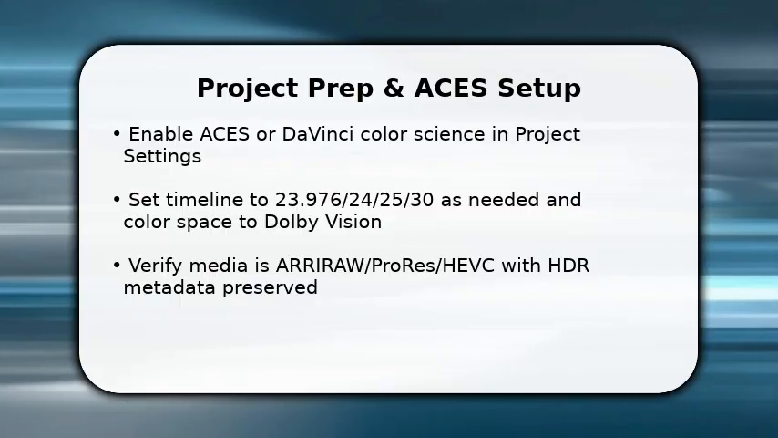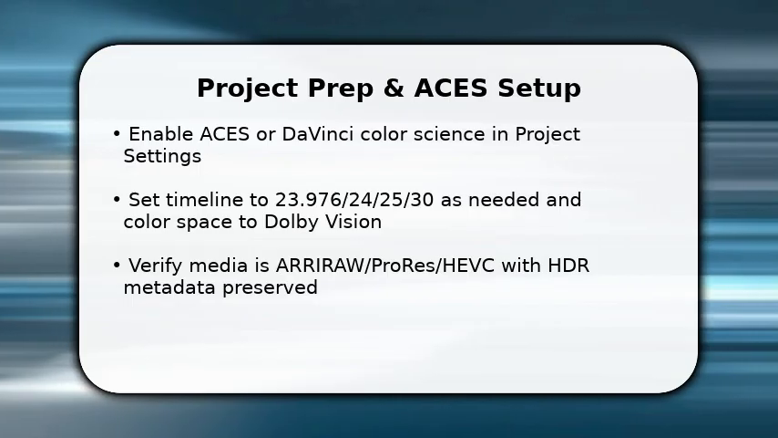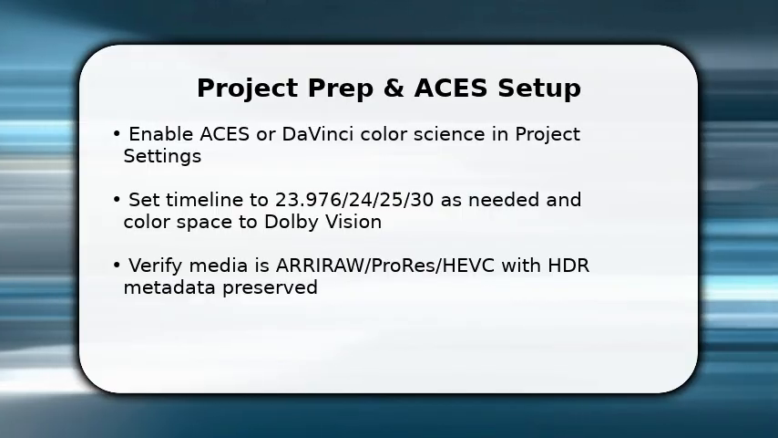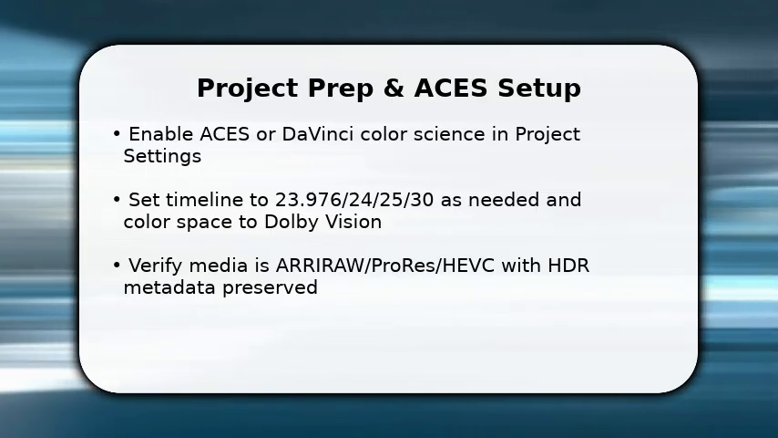You start by preparing your timeline and color pipeline. Open Project Settings, switch to ACES or DaVinci Color Science, and choose a Dolby Vision compatible timeline color space so grading maps correctly. Once done, import source clips that retain HDR metadata. Proxy transcodes strip HDR, so avoid them.